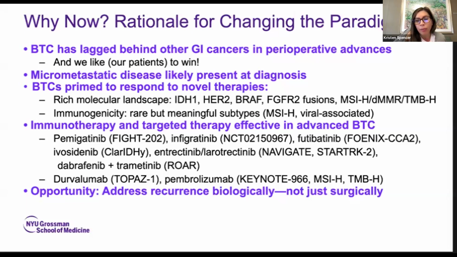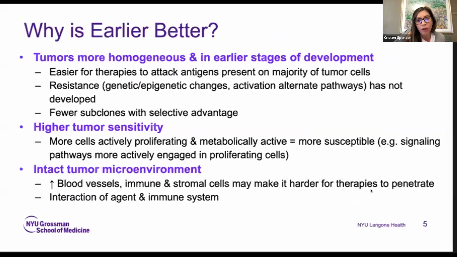Immunotherapy and targeted therapy have really shown some tremendous success in the advanced setting. And so I think this is really an emerging opportunity that we have now to move these therapies earlier in the treatment course to improve outcomes. And by that, I mean addressing recurrence biologically, not just surgically.